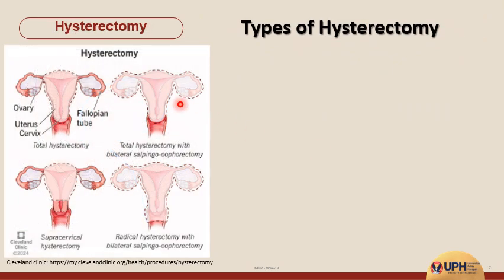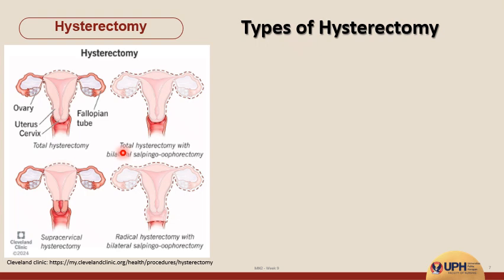Well, now take a look at the types of hysterectomy. There are four types of hysterectomy. The first one is here. You can see that this is our uterus, and this is the cervix. We have the fallopian tube and the ovary. This is the normal structure of a woman's reproductive system. And then we will see what we call total hysterectomy. We also have supracervical hysterectomy, which is just above the cervix. And then we have total hysterectomy with bilateral salpingo-oophorectomy. What happens is that we remove both ovaries, we remove the fallopian tubes, as well as the uterus.